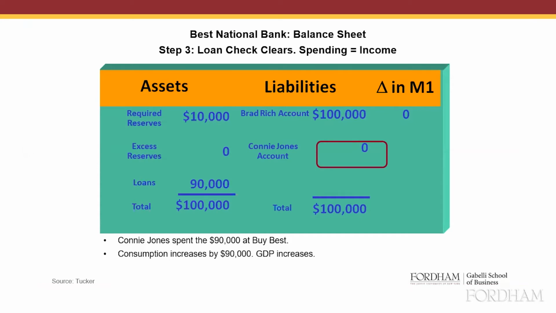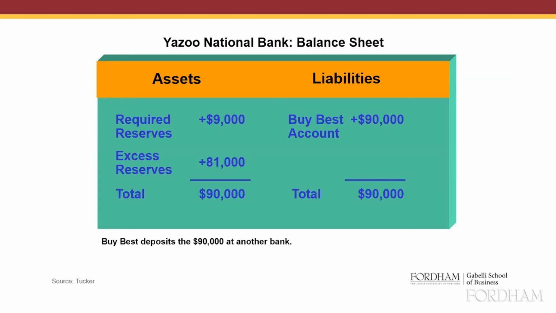What happened to Connie Jones' account in the Best National Bank balance sheet? Well, she spent all the money, so the liability now becomes zero. On the asset side, we have the required reserve falling from $19,000 back to $10,000 to reflect the 10% for Brad Rich's account. What's the excess reserve now? The answer is zero. So where has the $81,000 excess reserve gone? What happened to the $90,000?